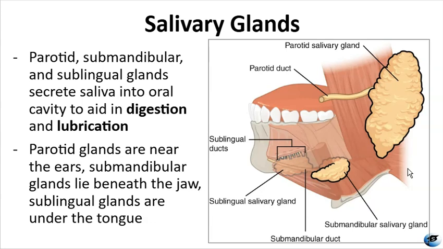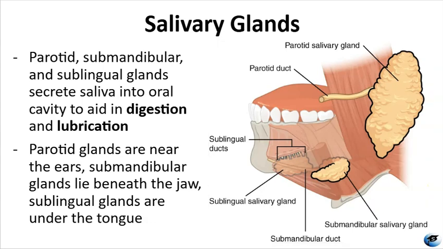The parotid glands are located just in front of and below each ear. These are the largest salivary glands and primarily produce a watery, enzyme-rich saliva. The submandibular glands lie beneath the lower jaw, or the mandible. These glands produce both watery and mucus-rich saliva, which helps lubricate the food. And then finally, the sublingual glands are found under the tongue. They produce mostly mucus, which serves to keep the mouth moist and help with smooth movement of food.